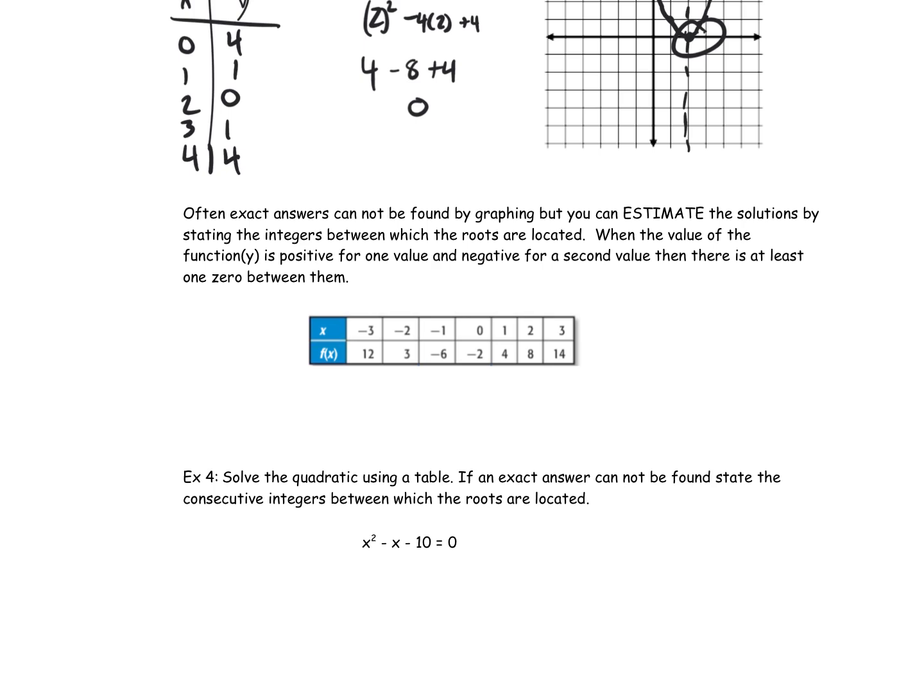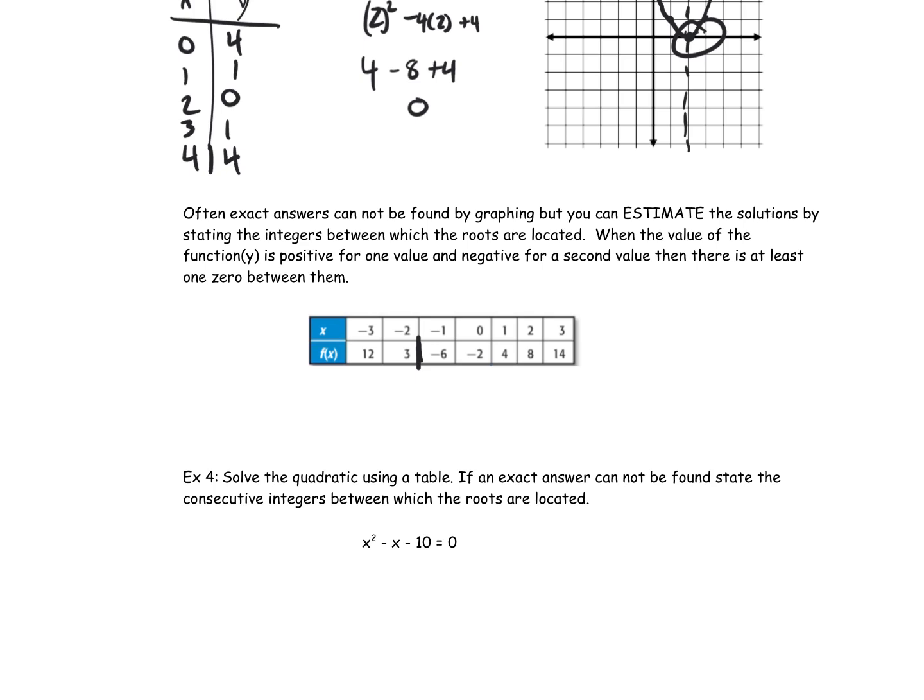So let's look at the table here that we've been given. We've got x values of -3 through +3. Then let's look at the y values, or the f of x. All right, so our f of x goes from 12 to 3 to -6 to -2, and then back to 4, 8, and 14. So look, it's crossing from positive, and then right here, between 3 and -6, somewhere in there, it crosses from positive to negative.